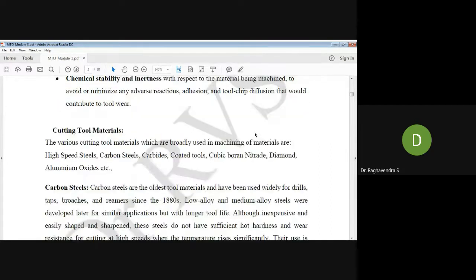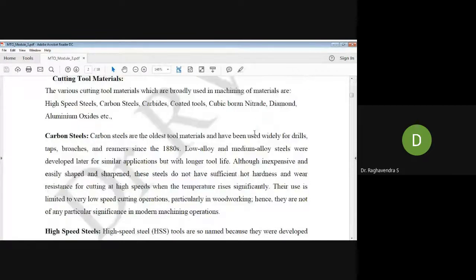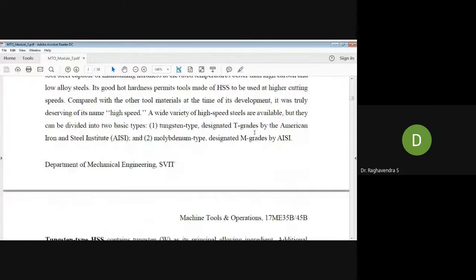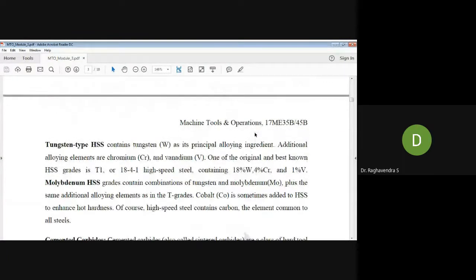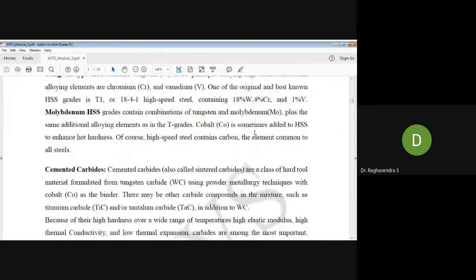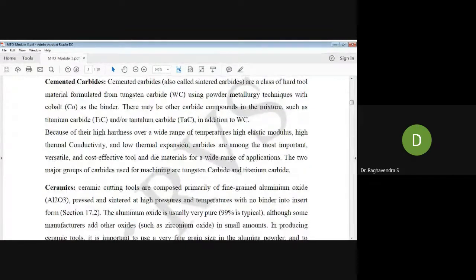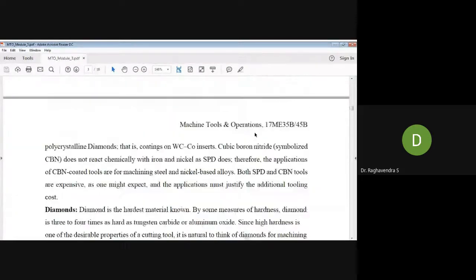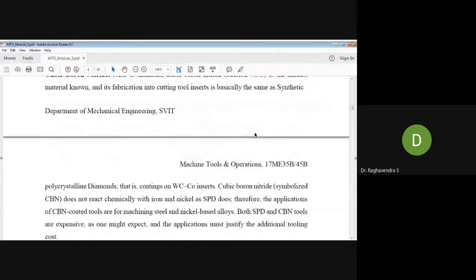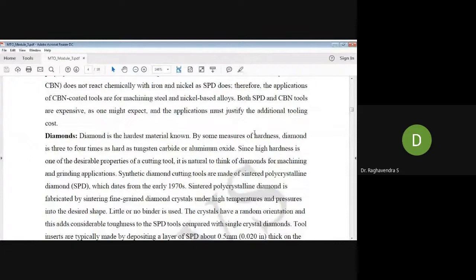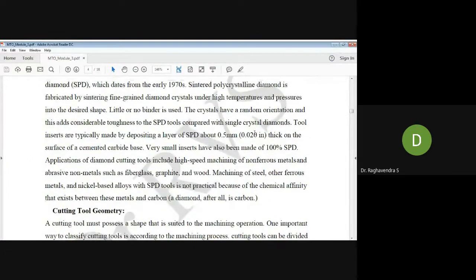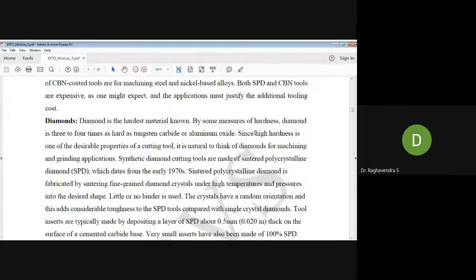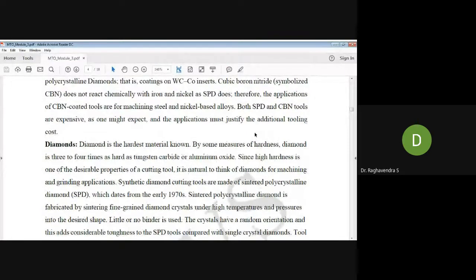So what are the materials they will use for cutting tools? They will use carbon steels, high speed steels. And one more is tungsten type HSS, molybdenum high speed steel, cemented carbide, ceramics. And cubic boron nitride and diamonds. Whenever you take these materials, except diamond, the remaining are all alloys.